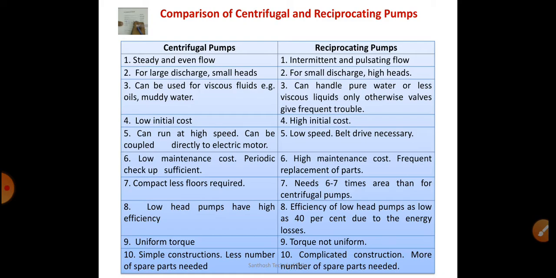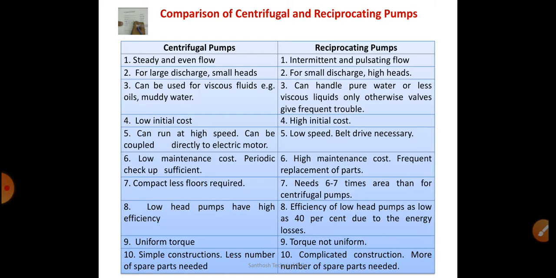The centrifugal pump is used for large discharge and small heads. For the reciprocating pump, it is used for small discharge and high head. Even a suction head of more than 30 meters is possible by means of the reciprocating pump, whereas in the centrifugal pump it is not at all possible. And the centrifugal pump can be used for viscous fluids. For example, oil or muddy water can be pumped, whereas the reciprocating pump can handle pure water or less viscous liquid, otherwise the valves get frequently troubled.